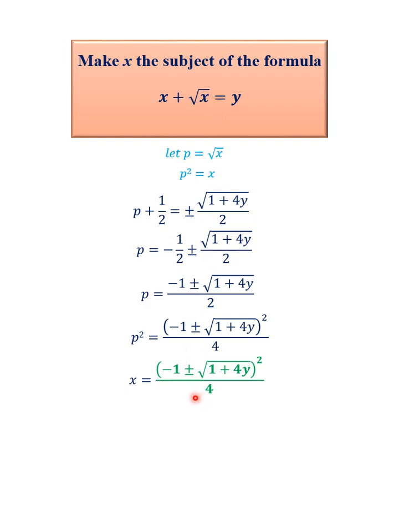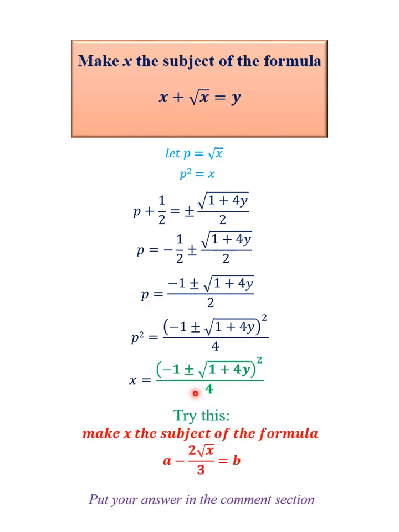I believe you enjoyed it and it is very, very interesting. Now there is another simple one for you to do. Make x the subject of formula in this equation. (a - 2√x)/3 equals b. Please put your answer in the comments section.